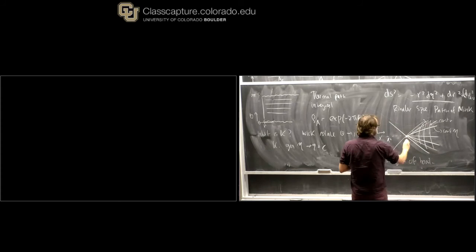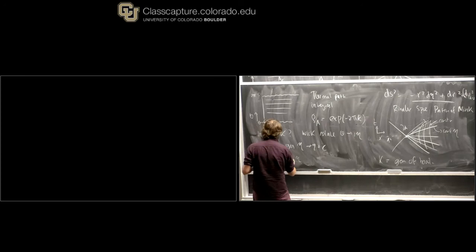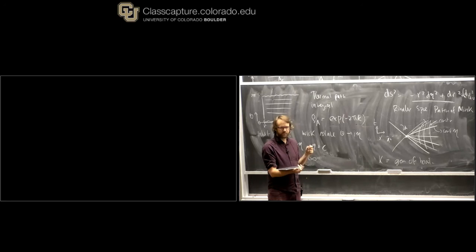Right. Yes, question? Does eta have range 2 pi, or is eta from minus infinity to plus infinity? Ah, yeah, so eta goes from minus infinity to plus infinity, and is your question about theta? Yeah, well, that's the same. If you think about the thermal density matrix, you do some thermal path integral in the Euclidean by some amount beta, whereas your time is still going from minus infinity to infinity, right?